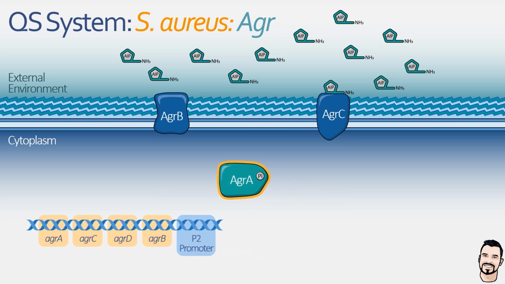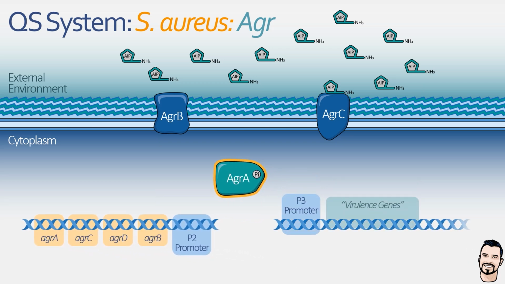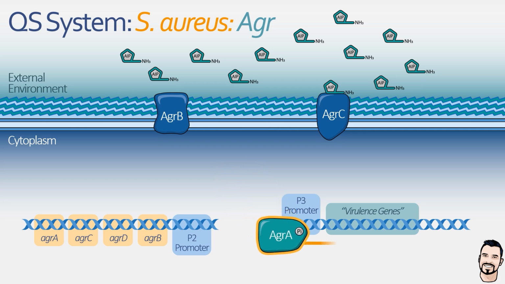Now, in addition to its increased binding affinity for the P2 promoter, phosphorylated and therefore activated AGRA also increases its binding affinity for the divergently encoded promoter region known as P3. Now, this binding event initiates the transcription of RNAIII, a key regulatory RNA that activates the expression of virulence genes that were previously repressed.